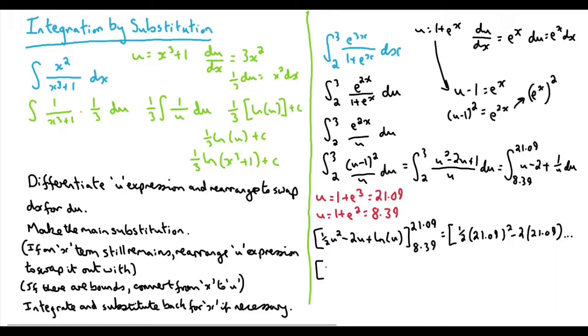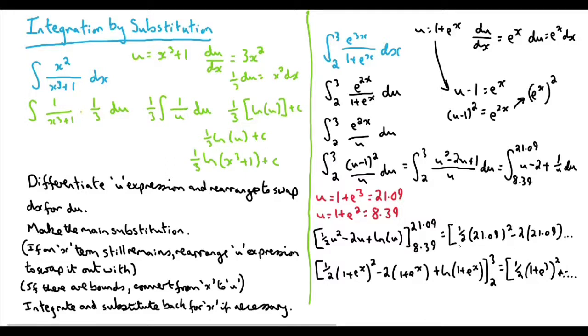But if you want to shift back to x, then it now becomes a half of 1 plus e to the x from the substitution above, squared, minus 2 times 1 plus e to the x, plus ln of 1 plus e to the x, and close bracket. And that's now back between the bounds of 3 and 2. If you're intending to do this, then you don't necessarily have to work out these here. Thus, you end up with the likes of a half 1 plus e to the 3 squared, minus either way, and so forth, and that will keep on going.